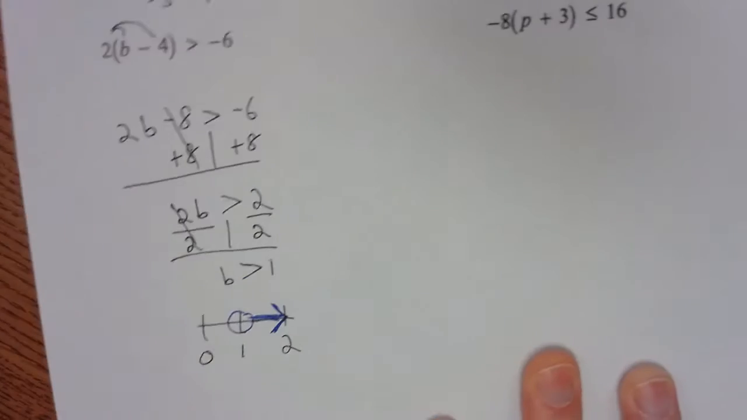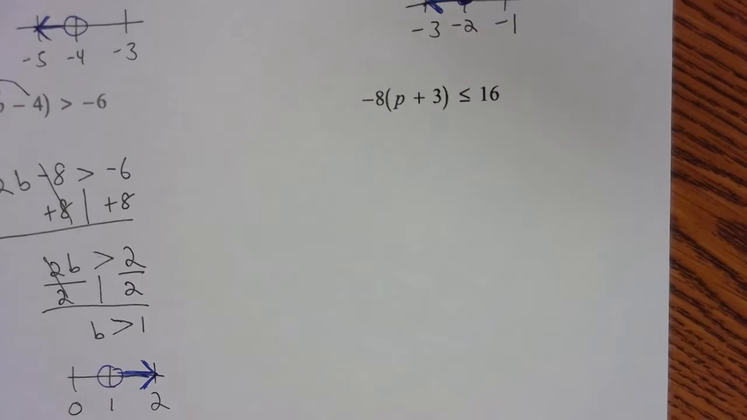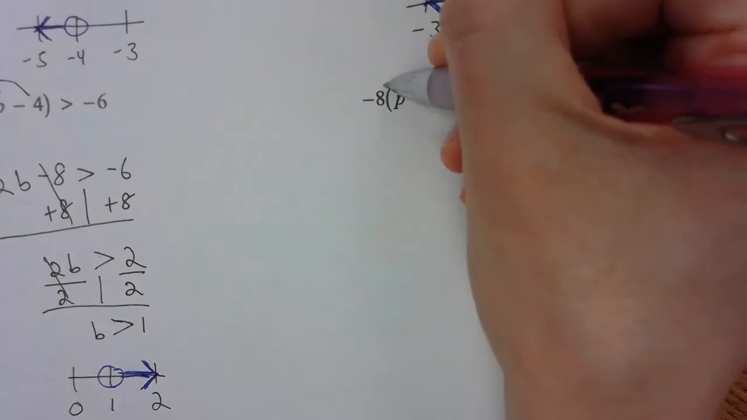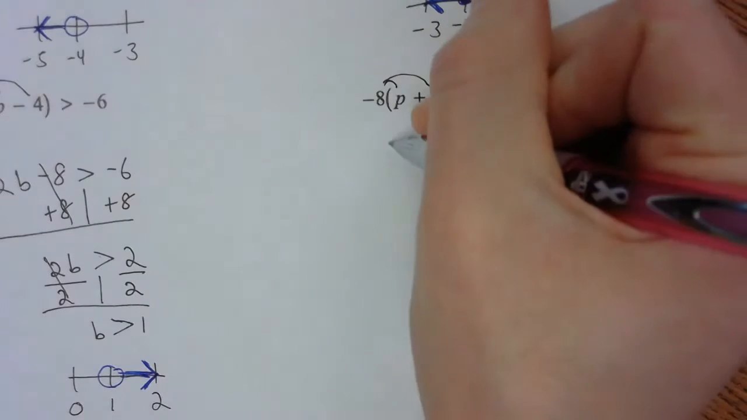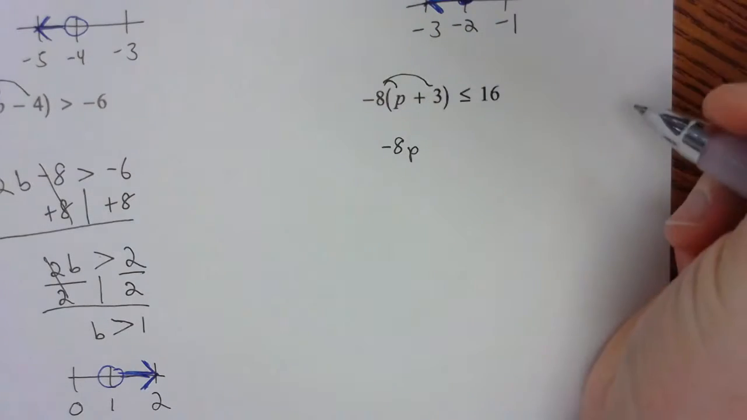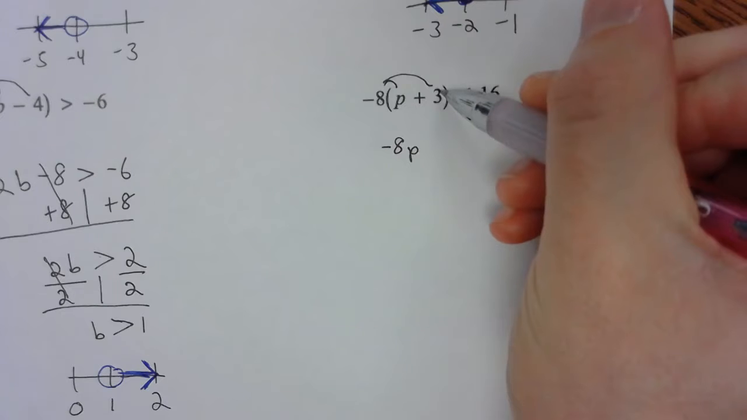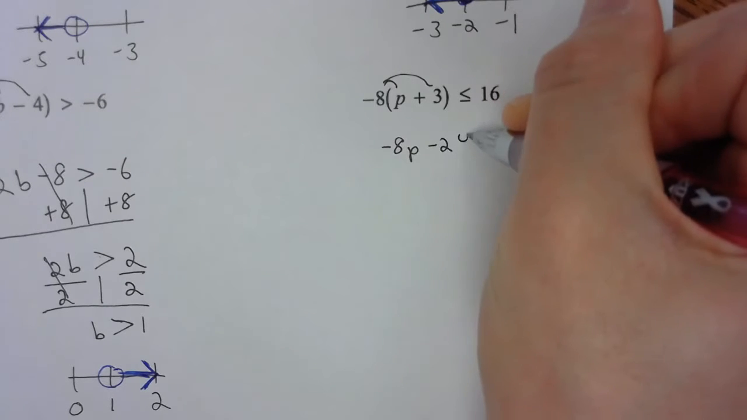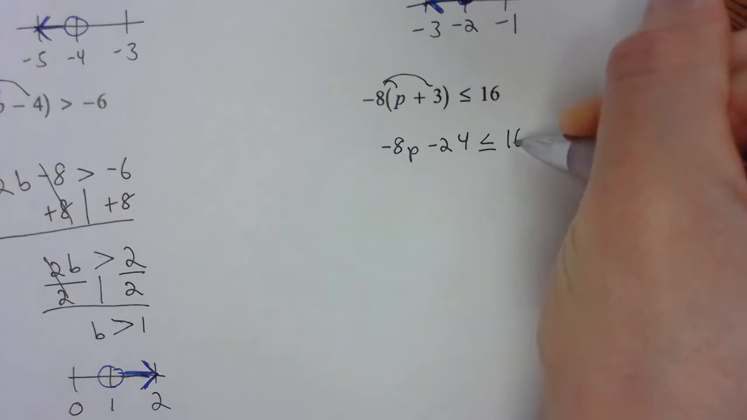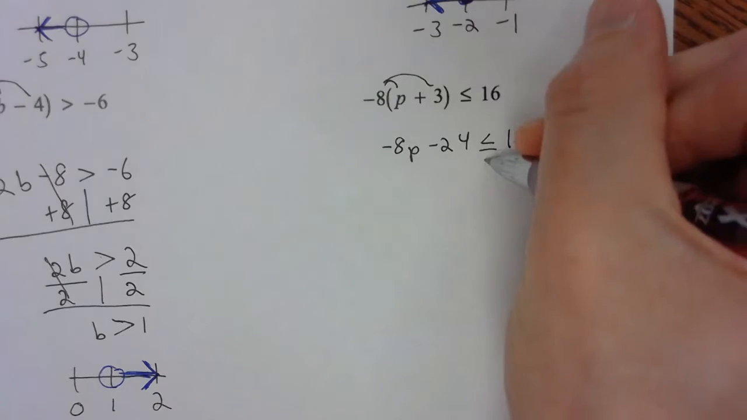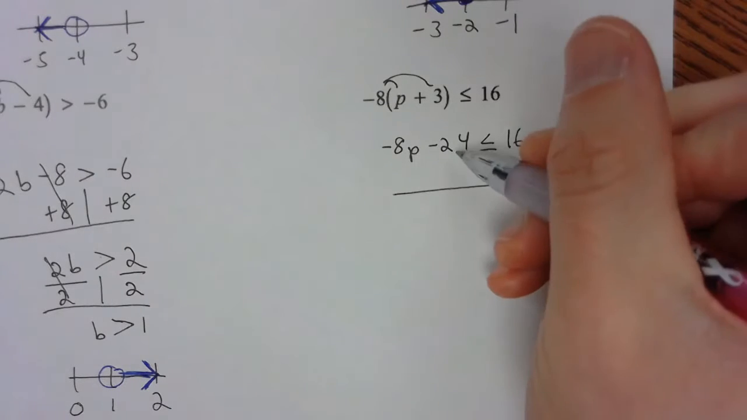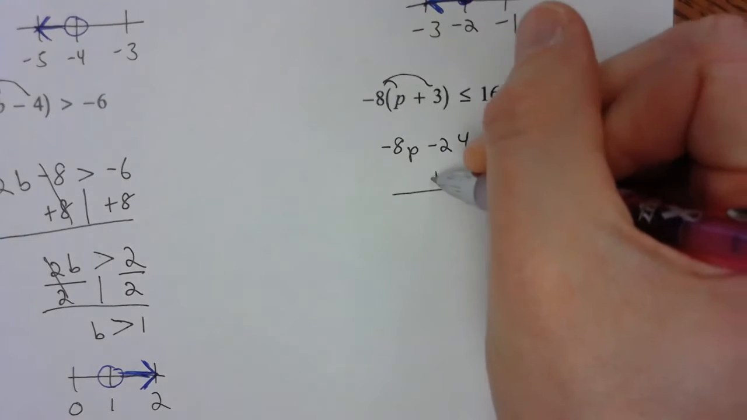On the next one, I have a negative 8 on the outside. So I'm going to distribute that negative 8. So negative 8 times p is negative 8p. Negative 8 times a positive 3 is a negative 24. And you bring down the rest of the problem. Get rid of subtracting 24 by adding 24.